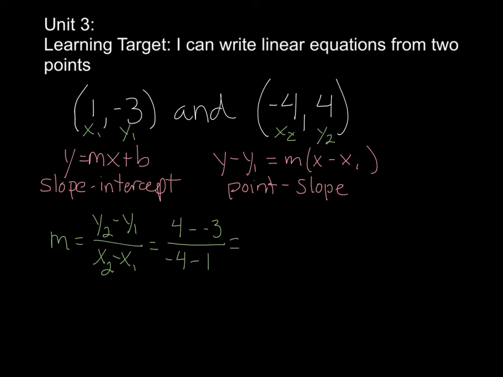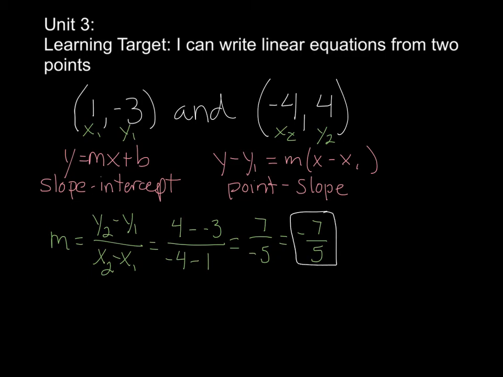All right, 4 minus -3. Use my calculator if you need to, or recall that that's 7. -4 minus 1 is -5. Okay, so our slope is -7 over 5. I just like to move that to the top. Remember, that tells me to go down. Okay, so we've got the slope.